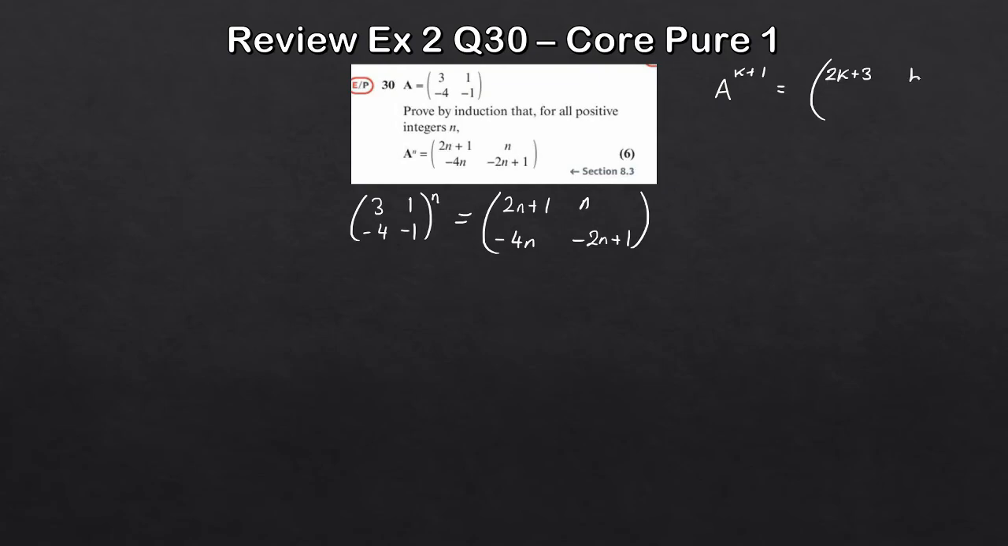That'd be k plus 1, minus 4 times k plus 1, so that'd be minus 4k minus 4, and then minus 2n plus 1. So if n is k plus 1, that's minus 2k minus 2, then add 1, so minus 2k minus 1.